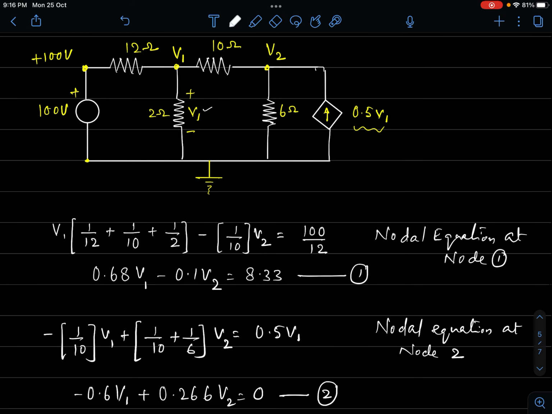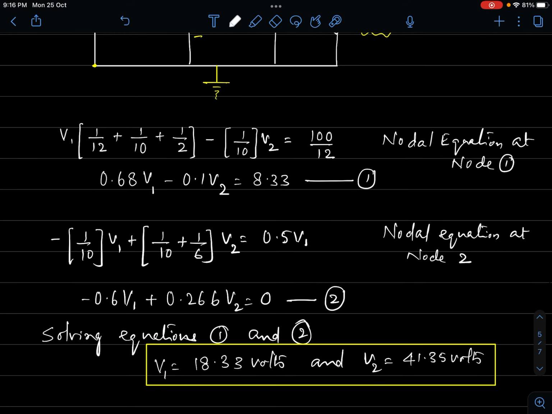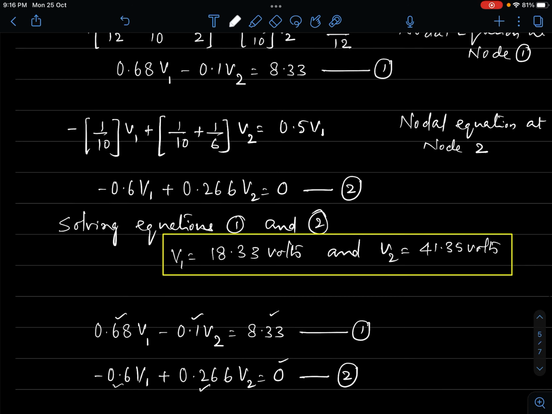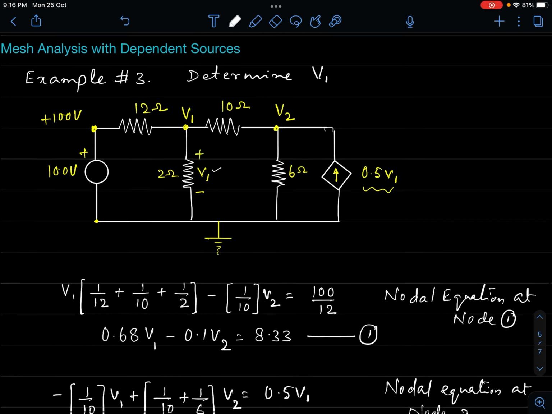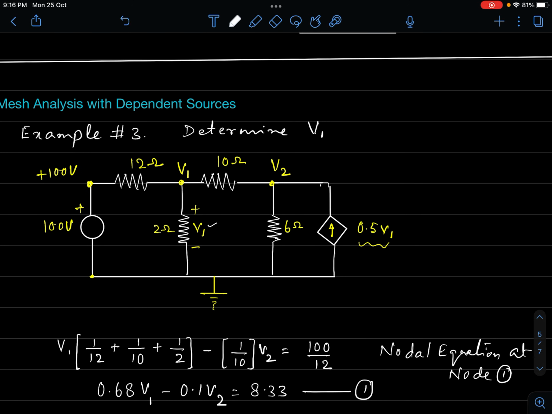Okay, so you are able to write two equations at two nodes based on fundamentals, then you solve and you get the values. So our unknown is V1, that is 18.33 volts. So the answer is 18.33 volts. V1 equal to 18.33 volts. So problems of this nature, it is similar to how we do with independent sources. You can conveniently do it.